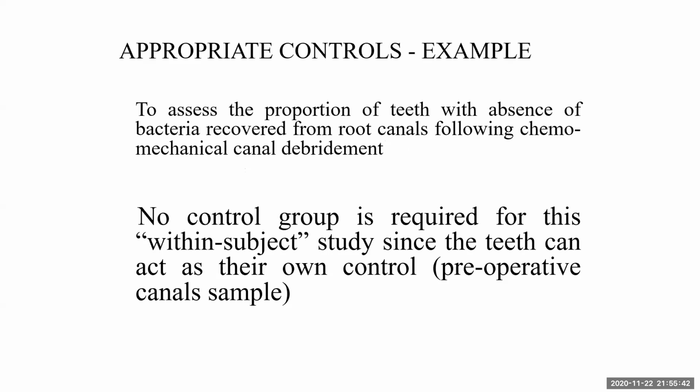For example, to assess the proportion of teeth with absence of bacteria recovered from the root canal following chemomechanical canal debridement, in that case, we don't need a control because the control is within subject. No control group is required for this within subject study since the teeth can act as their own control, which is the preoperative canal sample.